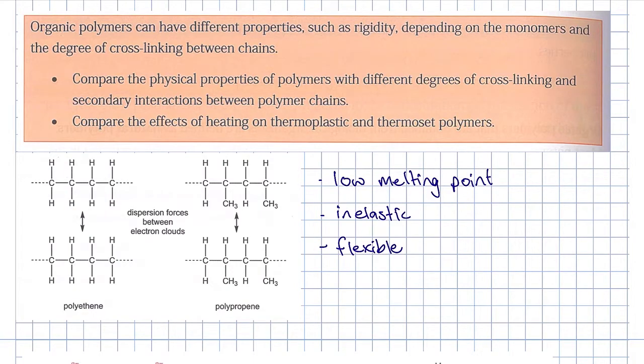Okay, part two of the polymers section. What this section looks at a bit more is some of the chemical properties and the physical properties that polymers have, and relating that back to the chemistry of it.